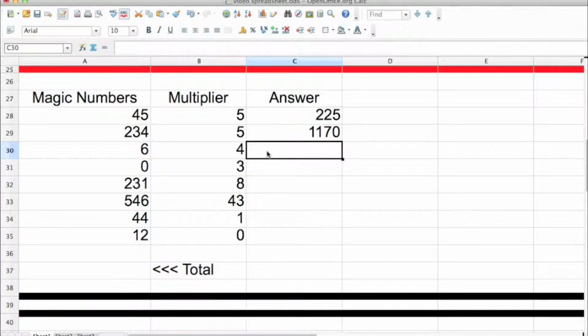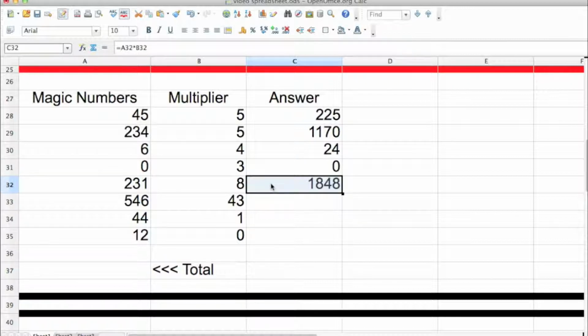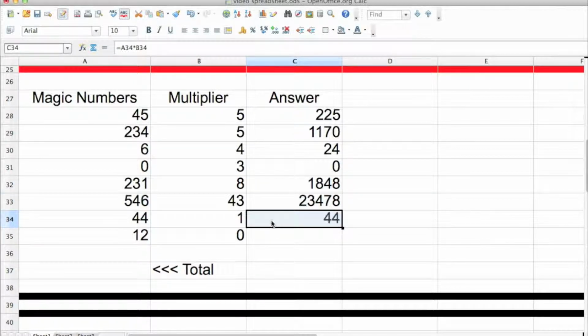And if I paste again, it's going to do the same relative multiplication. So relative to the position of where I put in that formula, it's going to multiply those two numbers together. And again, and again.